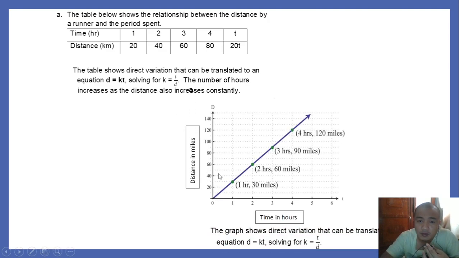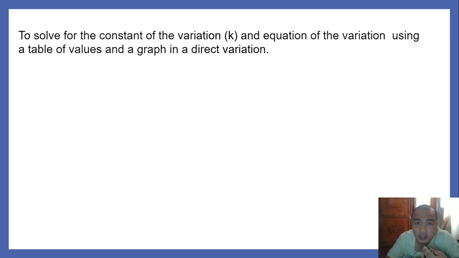So this is an example of a direct variation. And if we graph it, it's a straight line, and k is equal to 20, since 20 divided by 1 is 20. That is also equivalent to the slope. So we have here the graph. The graph shows direct variation that can be translated to an equation: d equals kt, or solving for k, we have d over t.